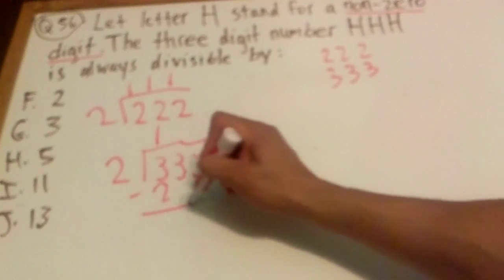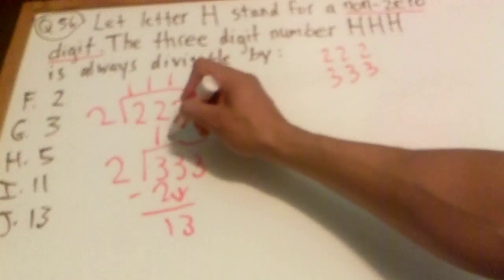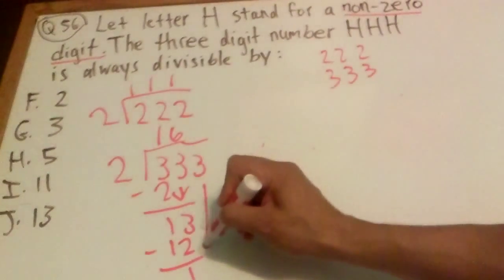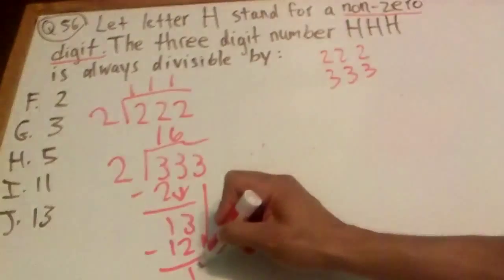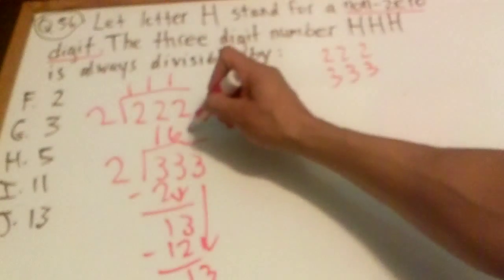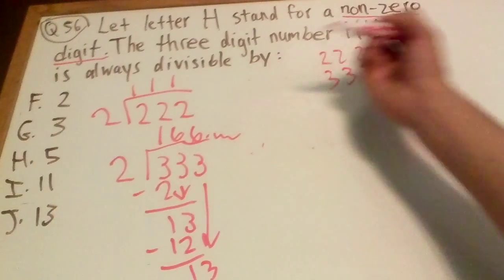So, let's do the long division. How many 2's are in 13? 6 times 2 is 12. We have 1. Drag it down. That's 3. How many 2's are in 13? 6, 12, and nope, it's going to end up giving us some kind of remainder.